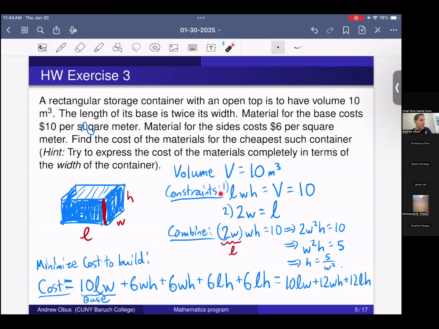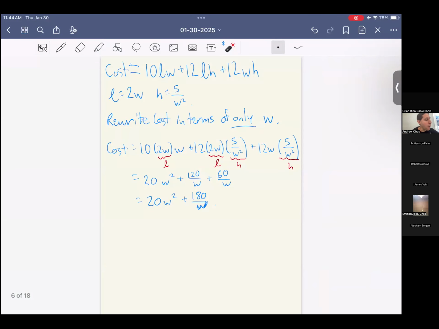We had to use this information about the constraints that the length times the width times the height is equal to the volume, and the length is equal to 2 times the width. We had to combine these to get expressions for all of our other quantities in terms of W. And then we had to actually write down the cost function using a little bit of geometry to say what is our actual function that's going to give us the cost.